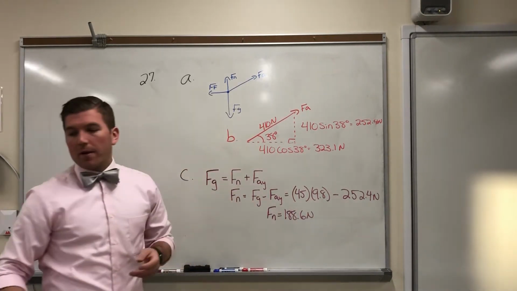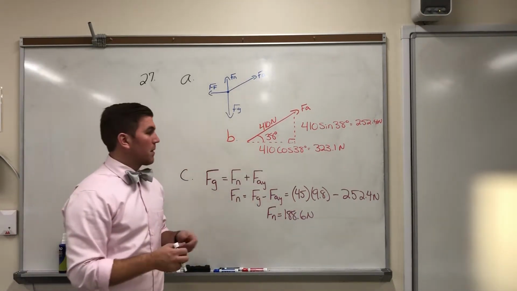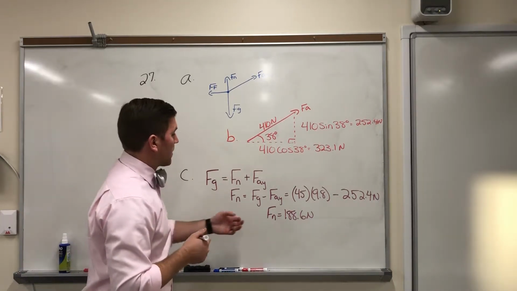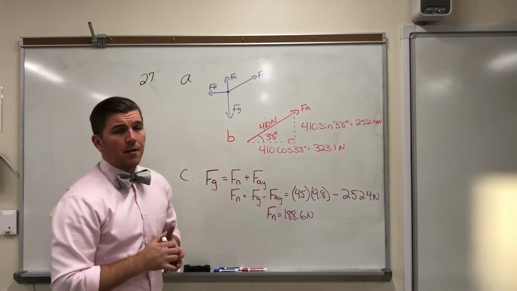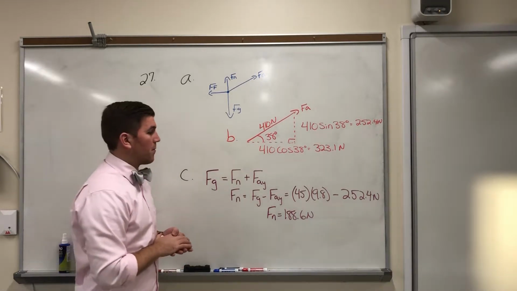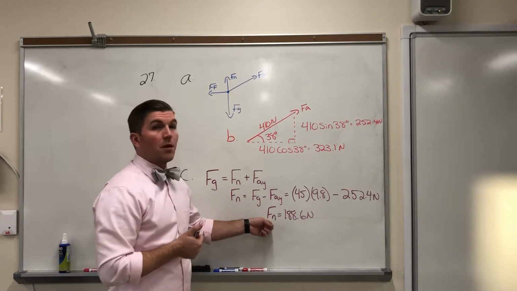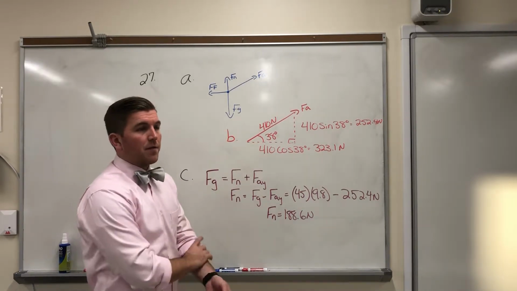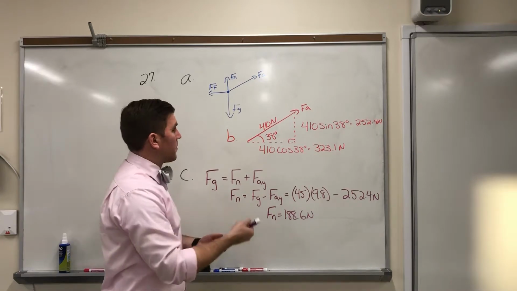And so that asks how that affects not the coefficient, but the force of kinetic friction. Well, we know that the force of friction is based on the coefficient multiplied by the normal force. So if the normal force goes down, then my force of friction also goes down. I'm going to have less friction in this problem because I'm pulling upward as well.